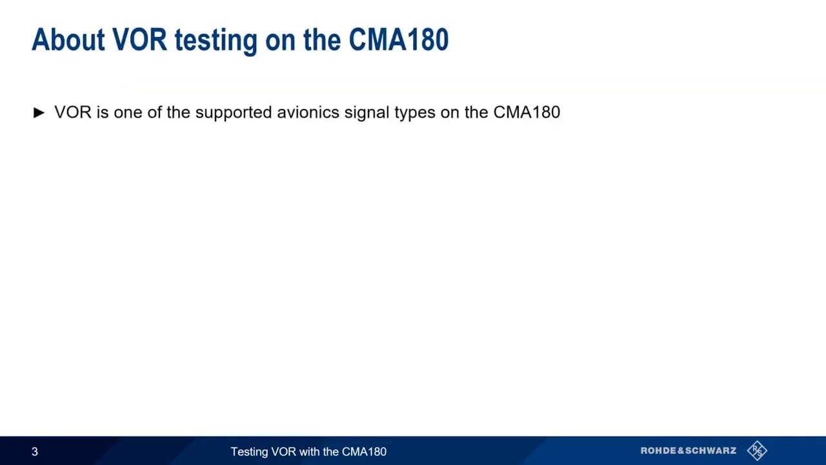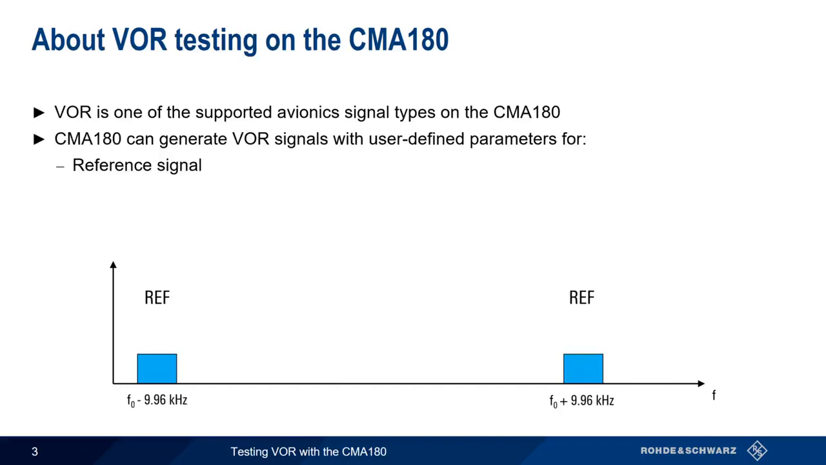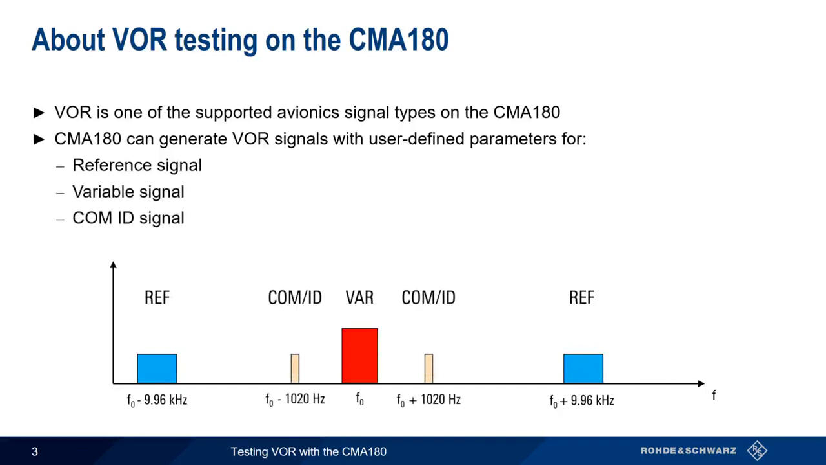VOR is one of the supported avionics signal types on the CMA180. In other words, the CMA can generate VOR signals with user-defined parameters for the three components of a VOR signal, namely the reference signal, the variable signal, and the COM or COM ID signal.